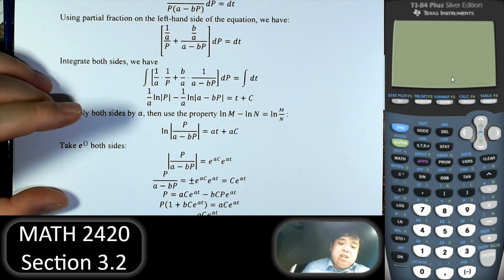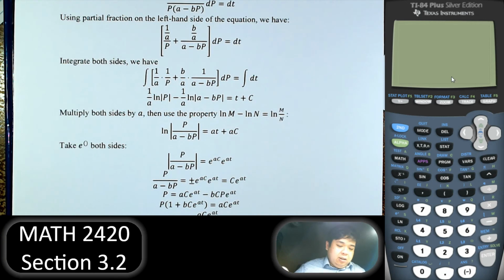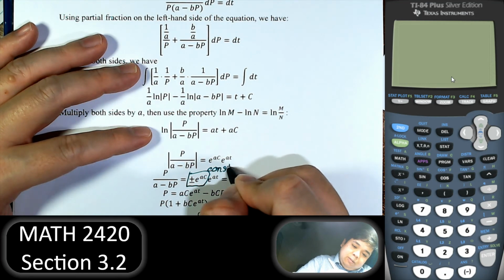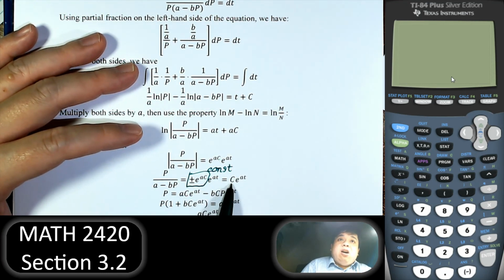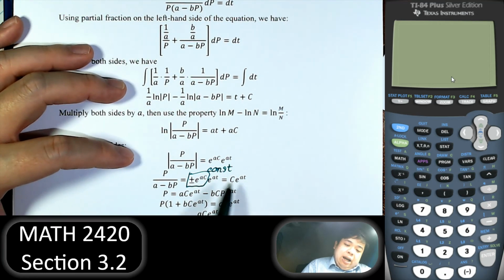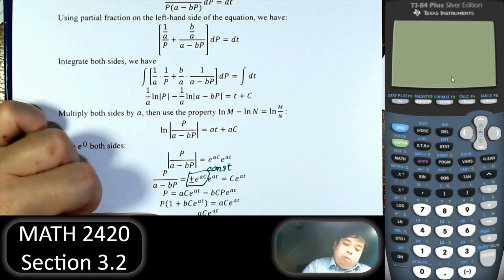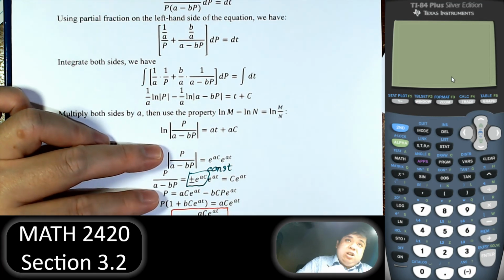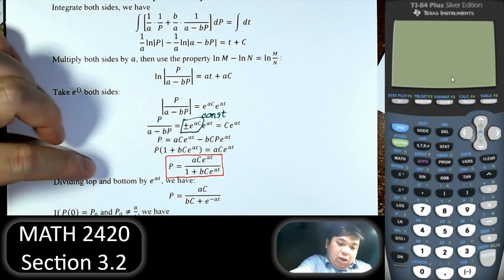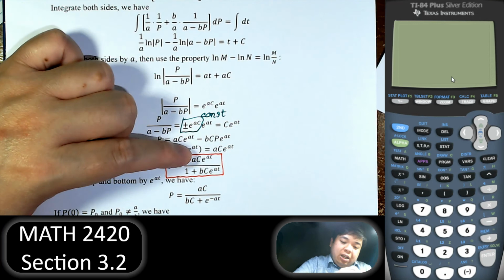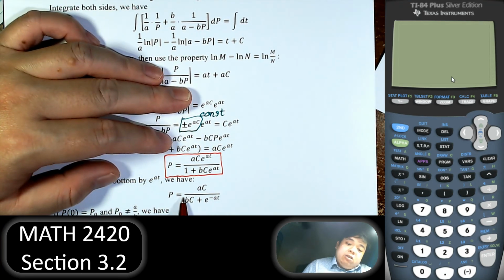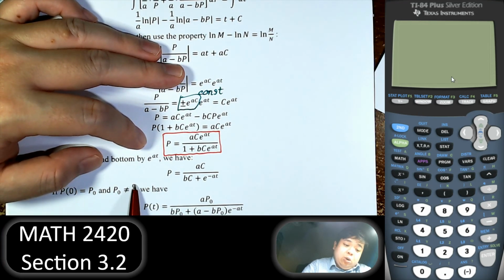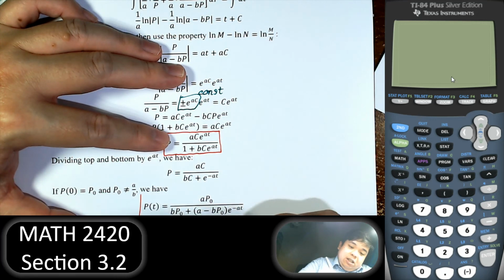And a is a constant, C is a constant, everything is constant. So we have this as a constant. That is a constant, so we just say a constant times e to the at. Now multiply this to the other side, and we solve for p. Finally, we have the logistic model given by that. Now divide both sides by e to the at. We end up with this. And finally, assume the initial population is p naught and not equal to a over b. This is the logistic model.